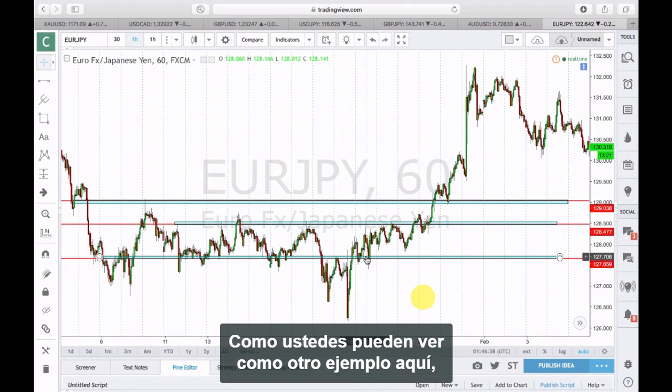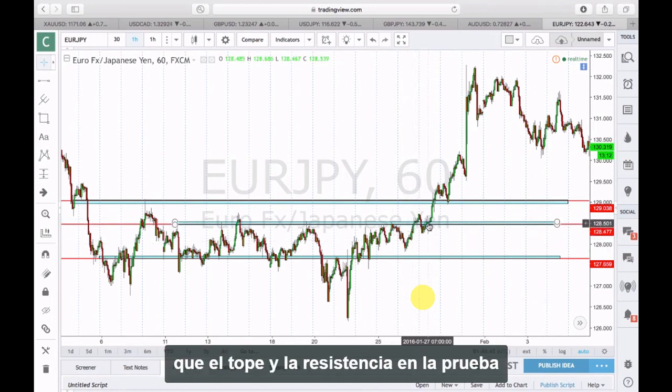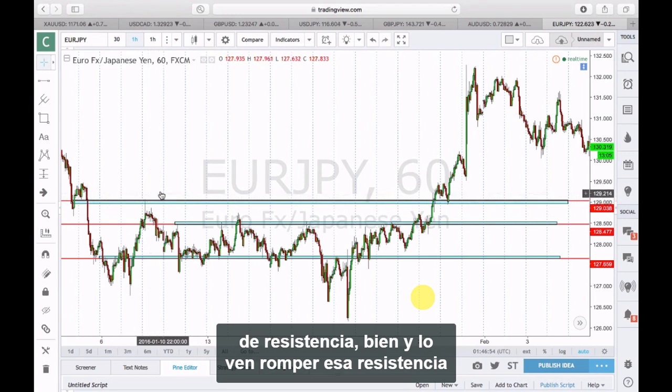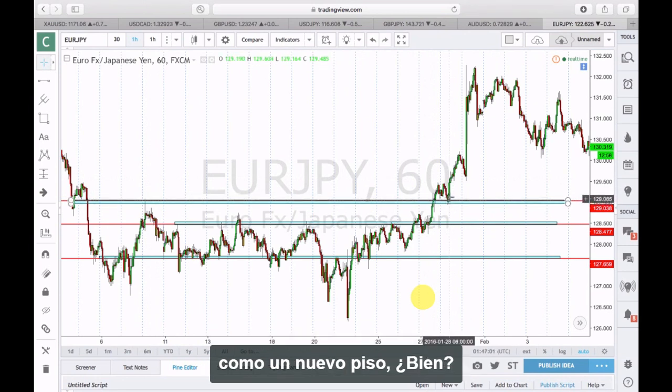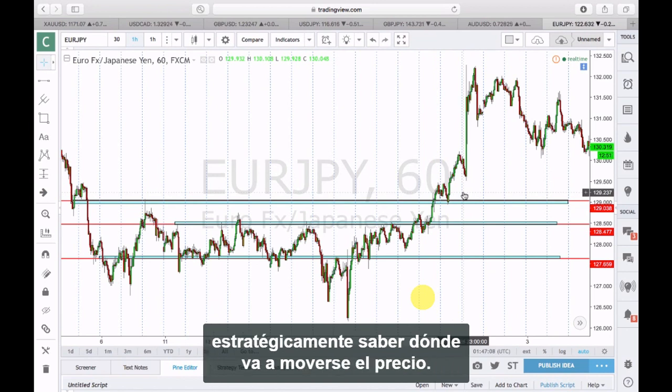As you guys can see, as another example right here, ceiling, resistance, ceiling. I need price to break above that ceiling and resistance and to test it as a newfound floor. As you guys can see over here, you have an area of resistance, and you see it break that resistance, that ceiling, and become support, also known as a newfound floor. Now there's a couple key things that help me strategically know exactly where price is going to move.